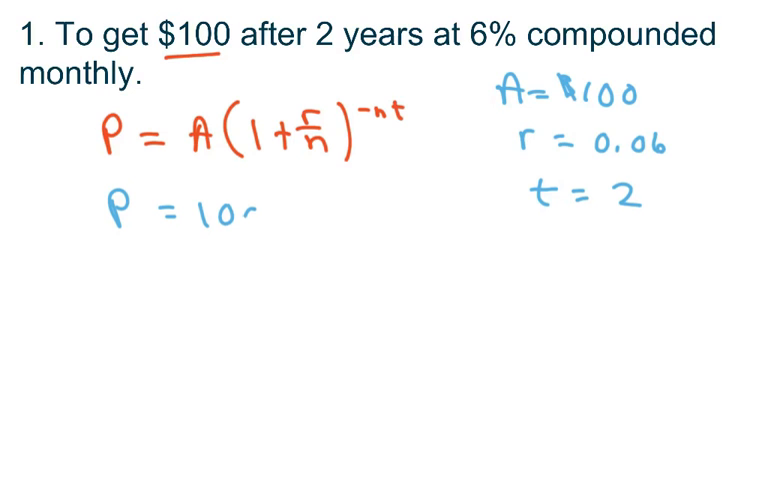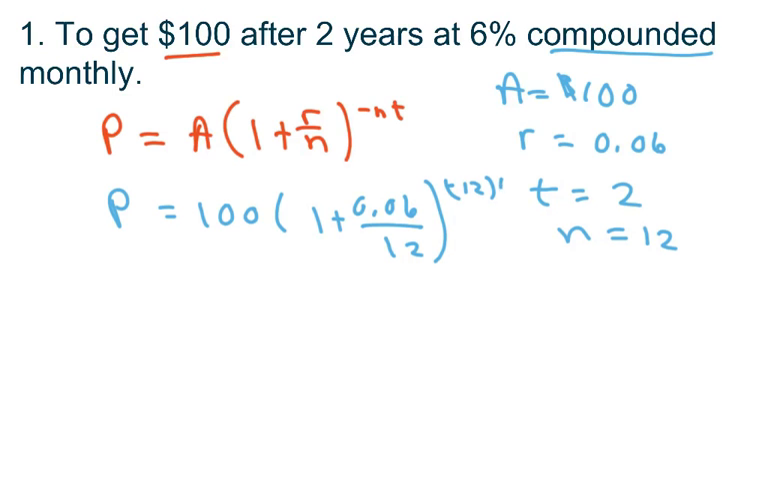So we're going to write 100 times (1 plus 0.06 over 12), since it's compounded monthly so N equals 12, to the negative 12 times 2. And that just makes the formula easier when you put it in the calculator. That's going to give you approximately $88.72. So you have to put in $88.72 to get $100 after 2 years. So that's basically what it means.